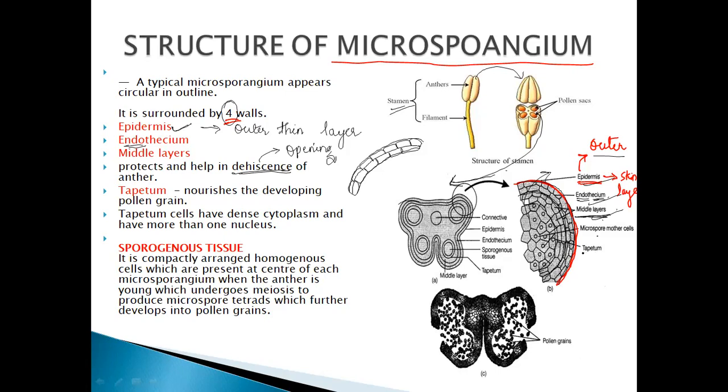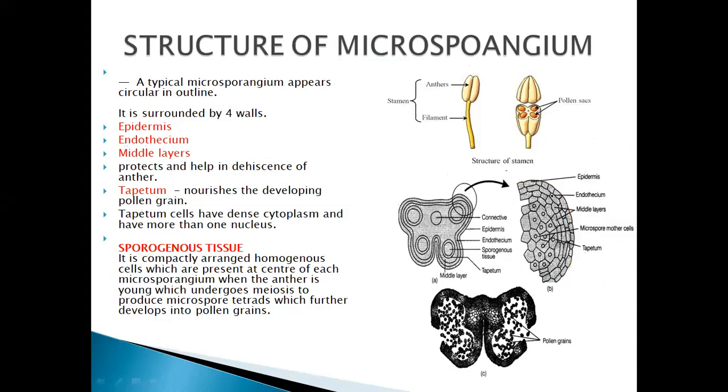Next, coming to one more layer you can see here, that is known as tapetum. That is the inner layer. Below the middle layer you will see it, and that layer is known as tapetum. Now what is this tapetum? The tapetum layer, remember the word, nourishes the developing pollen grain. Remember this. What it does? It nourishes the developing pollen grain.